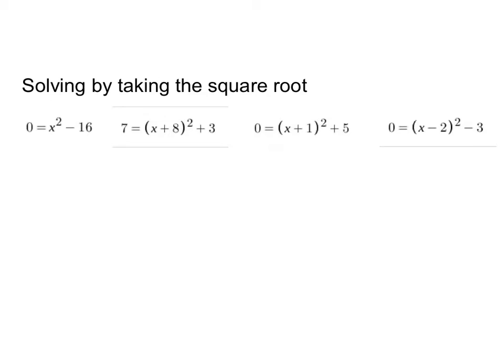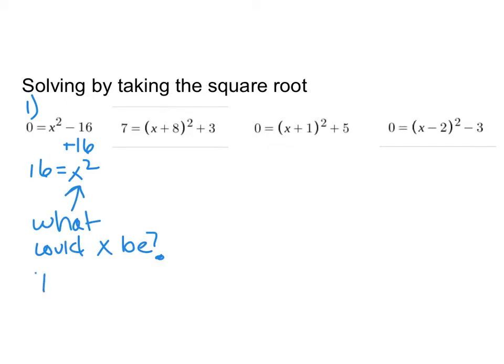So we're going to solve this one over here. I'll call it 1. And we're solving for x. So I want to get x alone, so I'm just going to peel away layers. So I'm going to add 16 to both sides. So I get 16 equals x squared. And now I have to think carefully. So I need what number squared would give me 16.